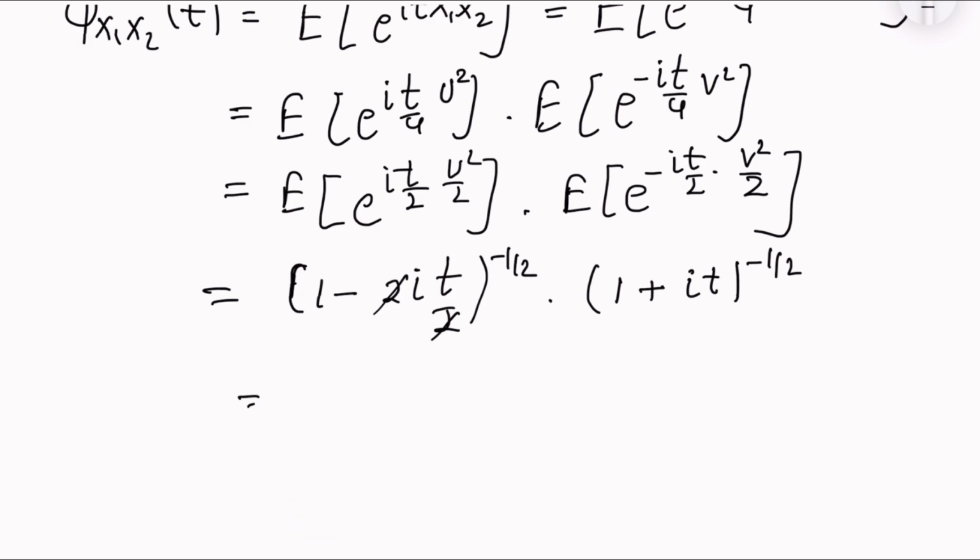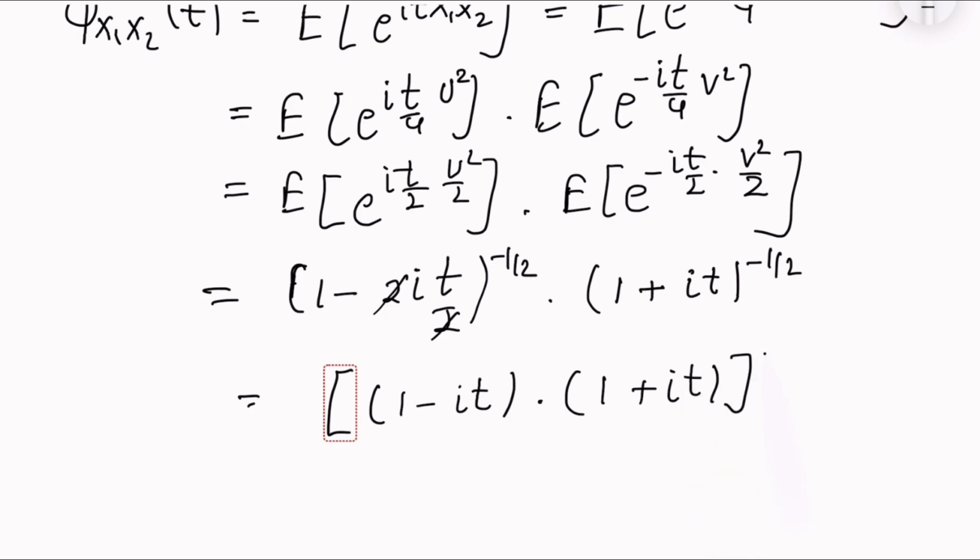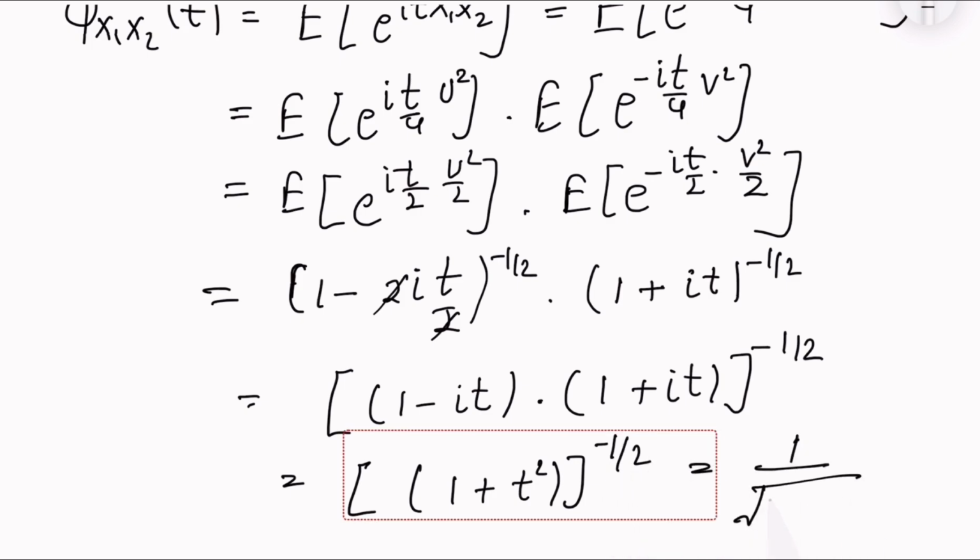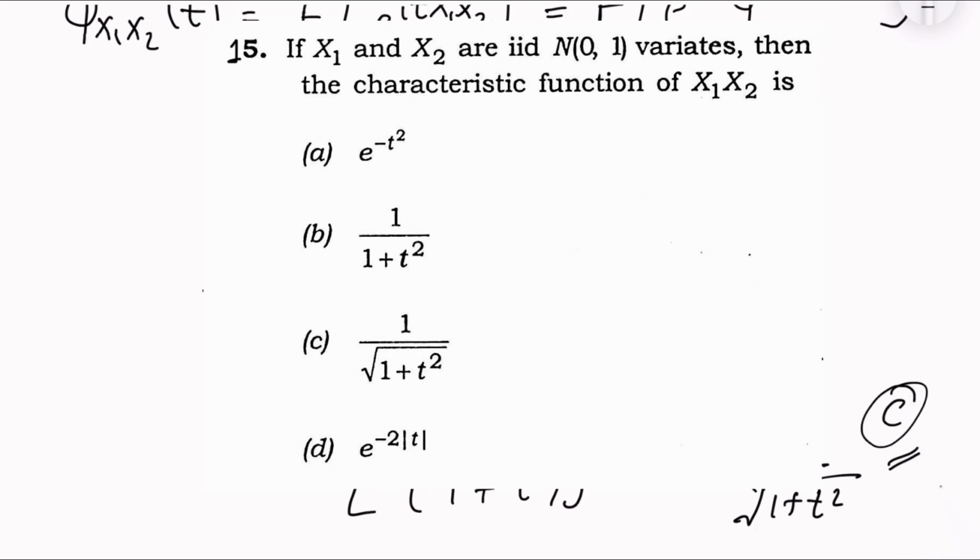Now from here you can see we have the whole power minus half. So inside the bracket I can write (1 minus i t) times (1 plus i t), whole to the power minus half. Simplifying it, 1 square is 1, then minus i square, and the value of i square is minus 1, so minus times minus becomes plus, and we have t square, whole to the power minus half. So I can write 1 over root of (1 plus t square). This is the final answer that we are getting, and in this question, it is given in option number C. So option number C is the correct option.